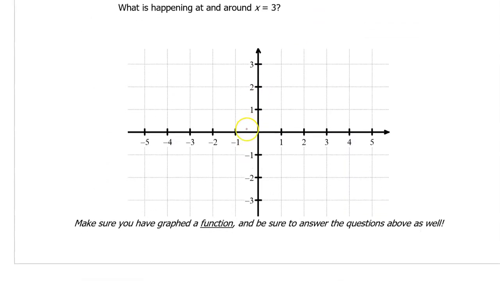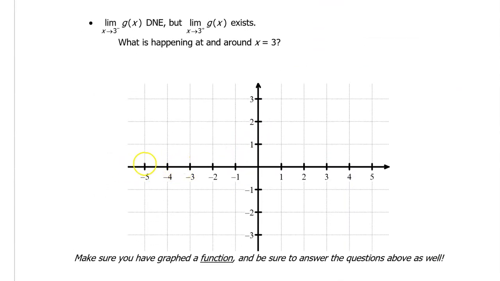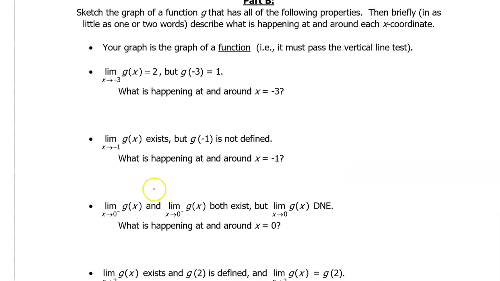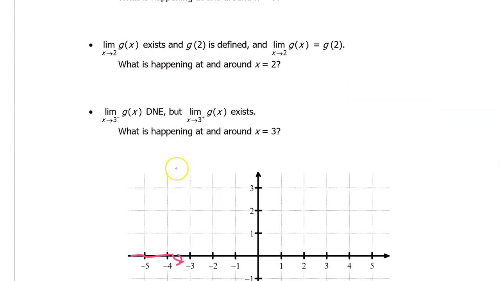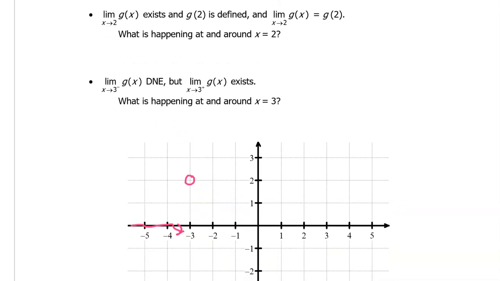Hold on, it's glitching a little bit. All right, so I'm going to draw it right here. So as x approaches negative 3, as we get closer and closer to negative 3, the limit is supposed to be 2. So I'm going to go ahead and put an open circle at 2, because this is going to represent my limit. So for this to happen, I have to be approaching 2 from the left, and I also have to be approaching 2 from the right. So I'm going to have something like this going on.